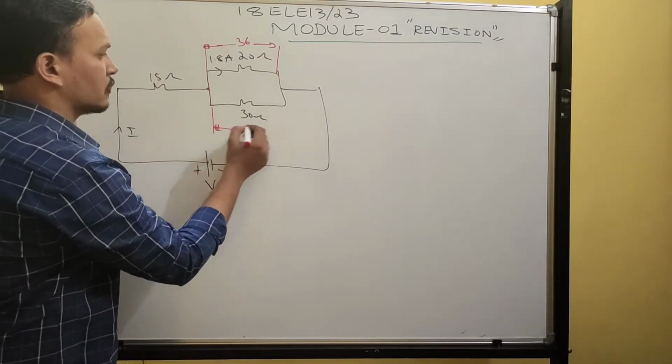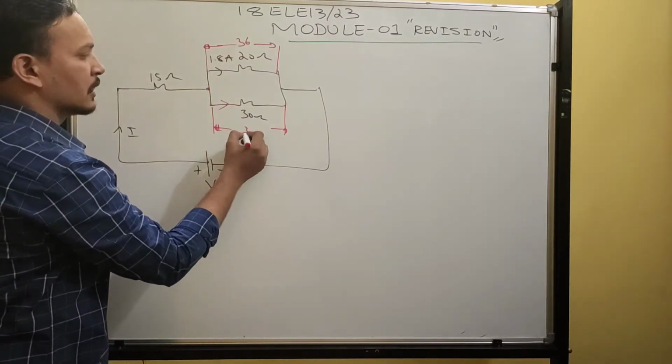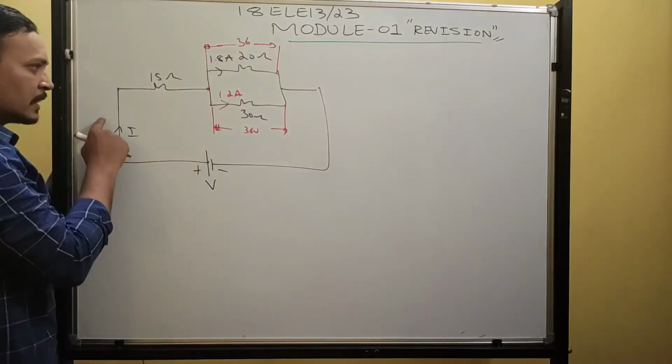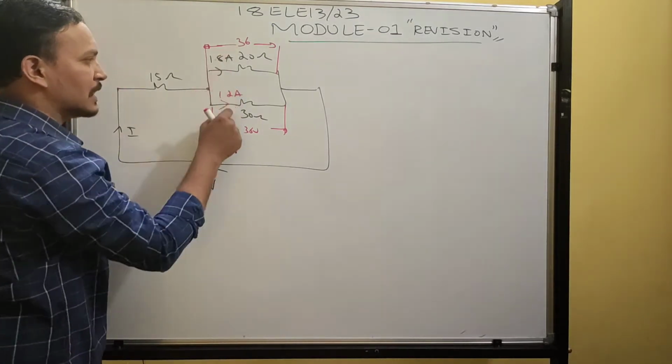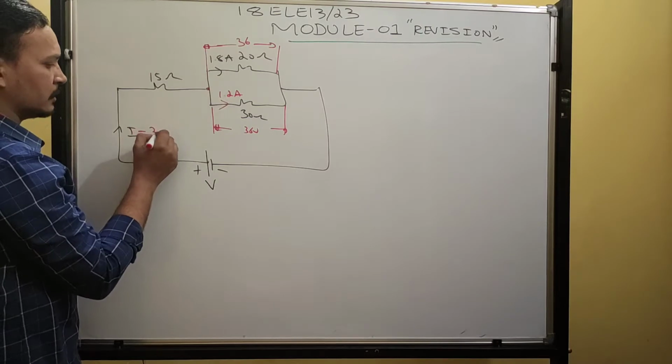So 36 voltage divided by resistance, you will get current. How much current will you get? 1.2 ampere current you will get. Now some current flows here. That current gets divided into these two branches. Once I know the branch currents, add these branch currents, you will get the supply current. 1.8 plus 1.2, you will get 3 ampere.